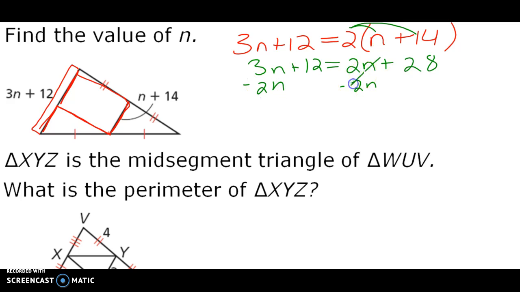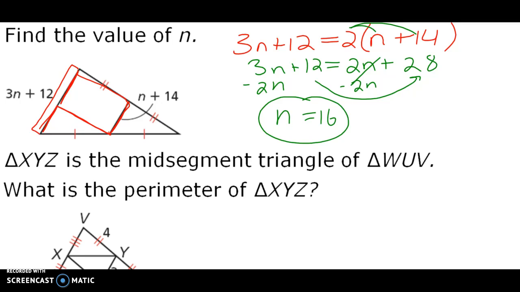Because how many n's do we have on the left side now? Just 1 n. And I'm going to go ahead and subtract this over. 28 minus 12 is 16. That is the final answer because it just asked us to find n.